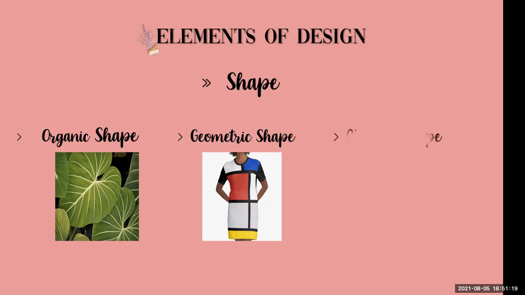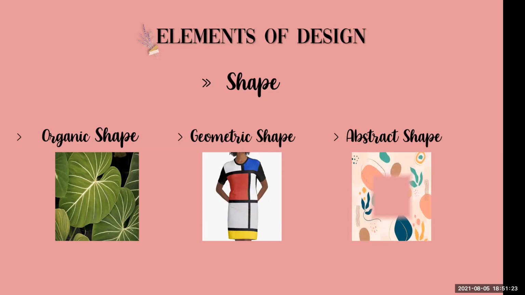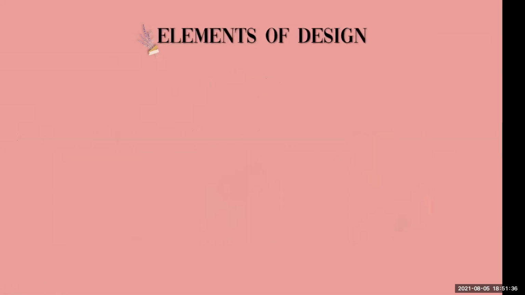And the next one is abstract shape. Abstract shapes are the modified shapes. When a shape is turned or modified, it is known as an abstract shape. Here, a circle is modified into a stone or something. And the next one we're going to discuss is texture. Textures are the things that we feel.